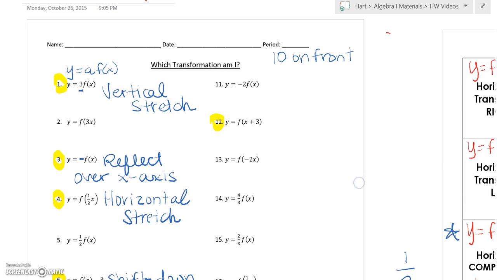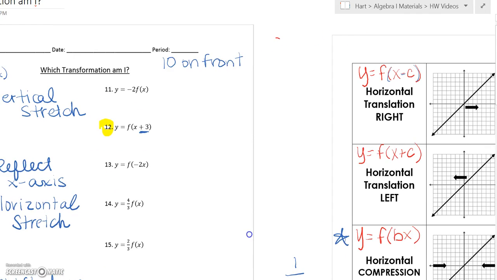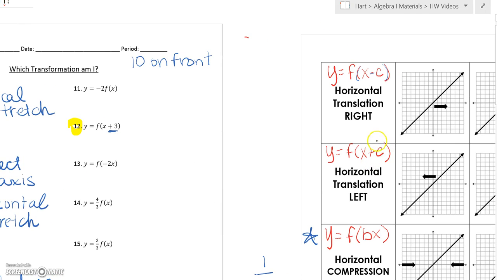Alright, next one's number 12. This time we have plus 3 inside the parentheses. So that looks like this one. So we're going to go to the left. So you'd say it shifts left 3 units.